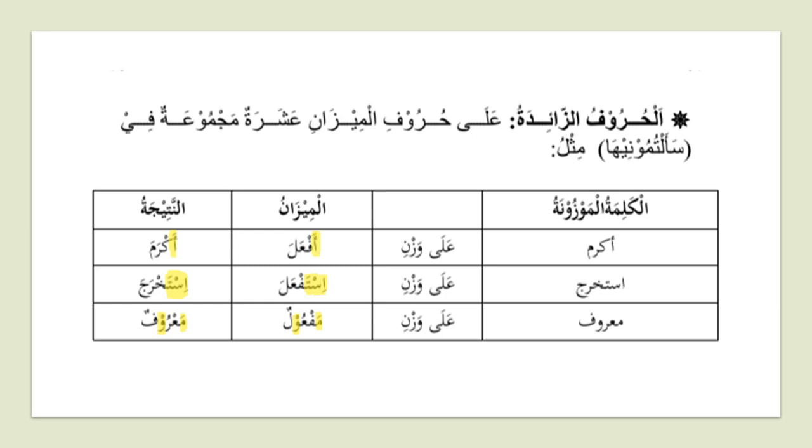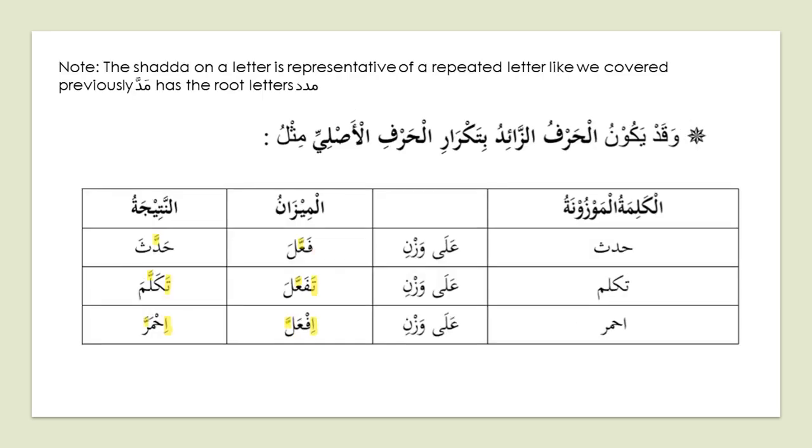And then you have the second star where he says وَقَدْ يَكُونُ الْحَرْفُ الزَّائِدُ, that the increased letter can be بِتَكْرَارِ الْحَرْفِ الْأَصْلِ, a repetition of the root letter. For example, we have حَدَّثَ. What has been increased in حَدَّثَ? The dal. So we have two dals. حَدَّثَ means to inform.